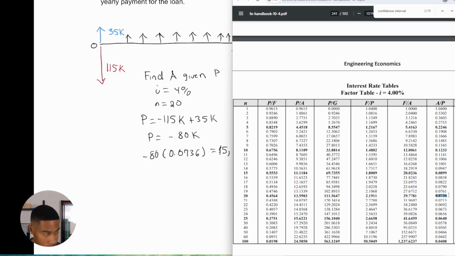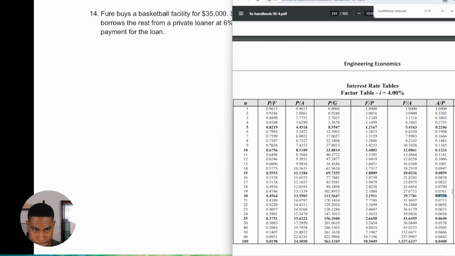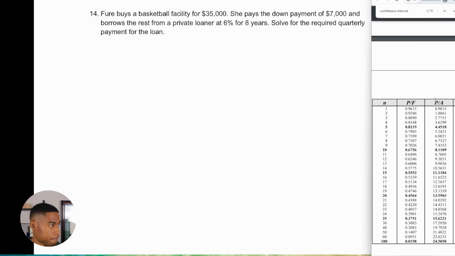Alrighty, let's look at number 4. All right. This one says Ferrari buys a basketball facility at $35,000. She pays the down payment of $7,000 and borrows the rest from a private loaner at 6% for 8 years. Solve for the required quarterly payment for the loan.